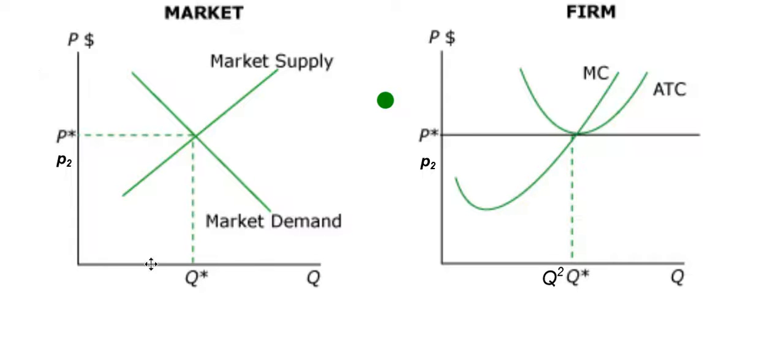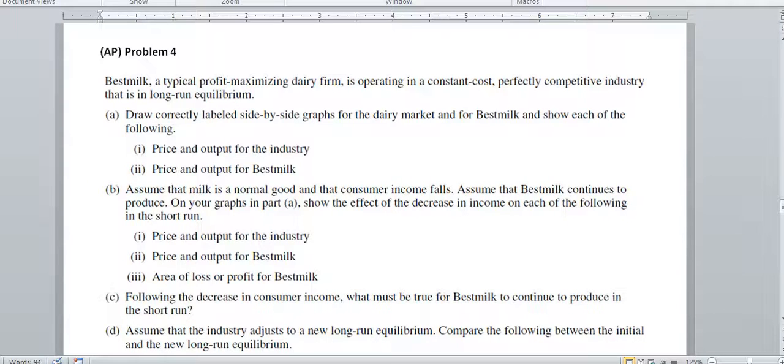Okay, problem four. Problem four, guys. So we have a firm that is a profit maximizing dairy firm, operating in a constant cost, perfectly competitive industry that is in long run equilibrium. And we need to draw labeled side by side graphs for the dairy market and for Best Milk, the firm, and show each of the following: price and output for the industry, and price and output for Best Milk.